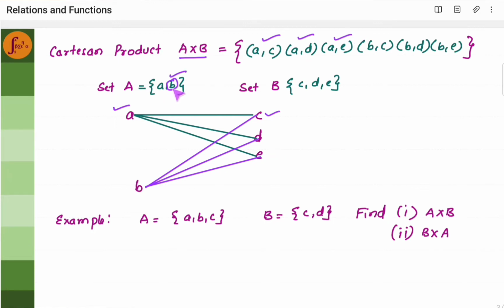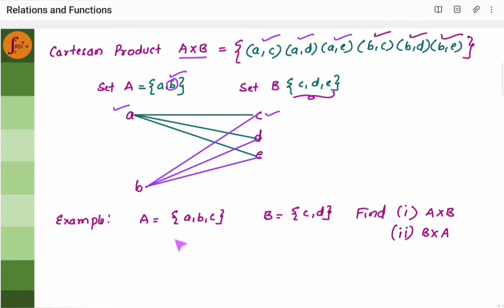So you have three pairs, (a, c), (a, d), (a, e). Now you'll go with the second element, which is b, and pair b with all the elements of set B: b with c, b with d, b with e. So (b, c), (b, d), (b, e). Now if you look at this, you have 6 pairs, 1, 2, 3, 4, 5, 6. All these 6 pairs together are called the Cartesian product, that is A cross B or A into B, right?